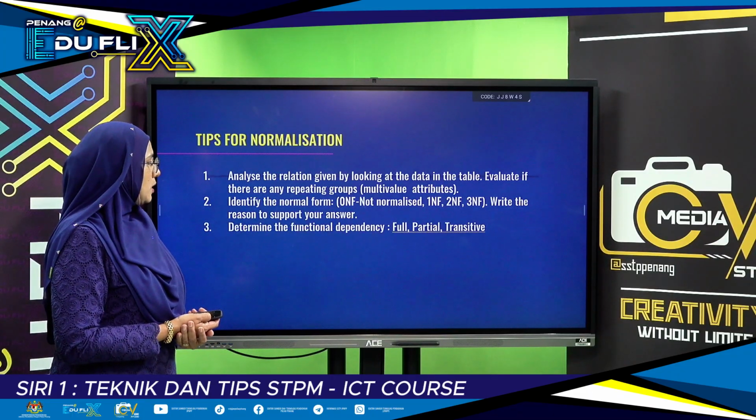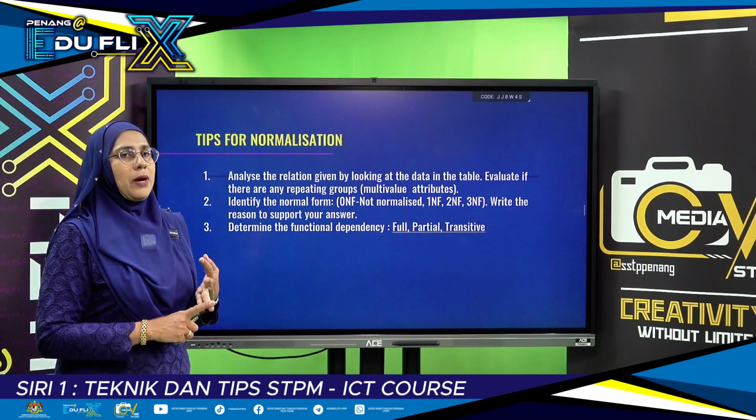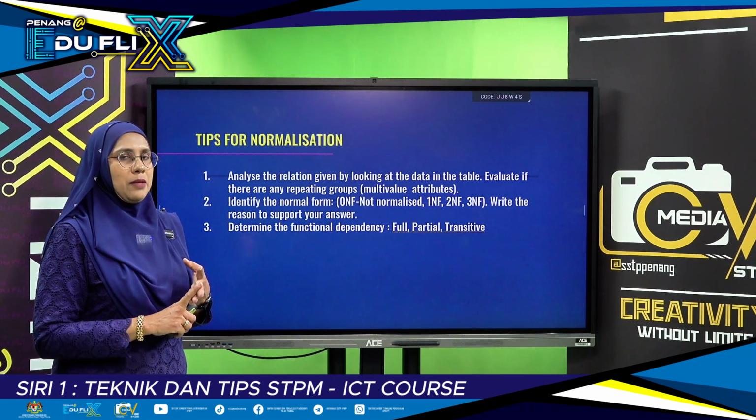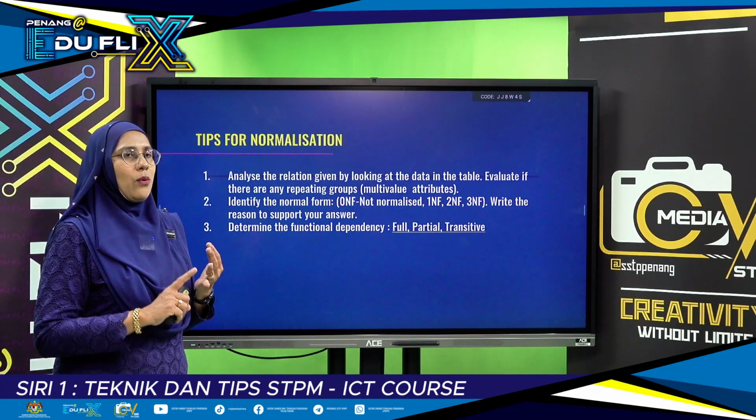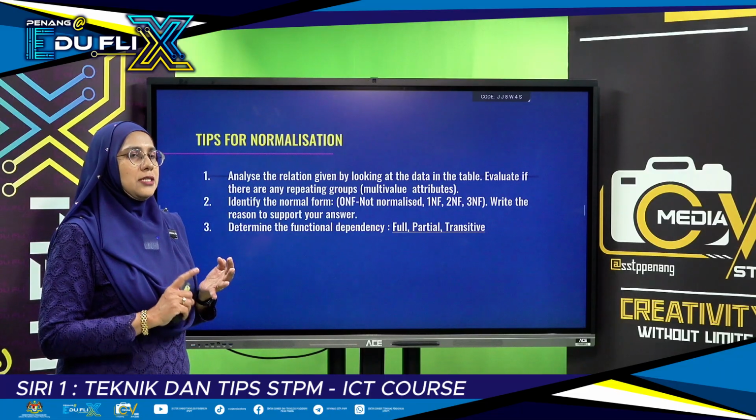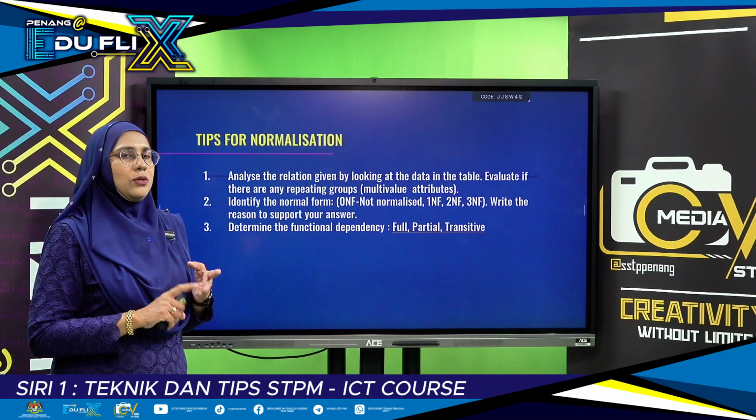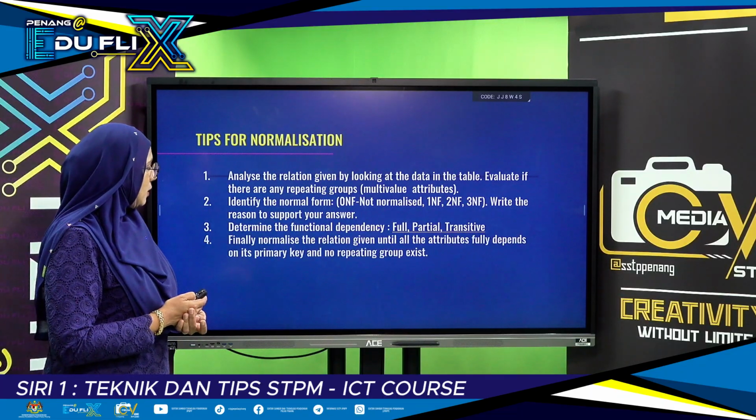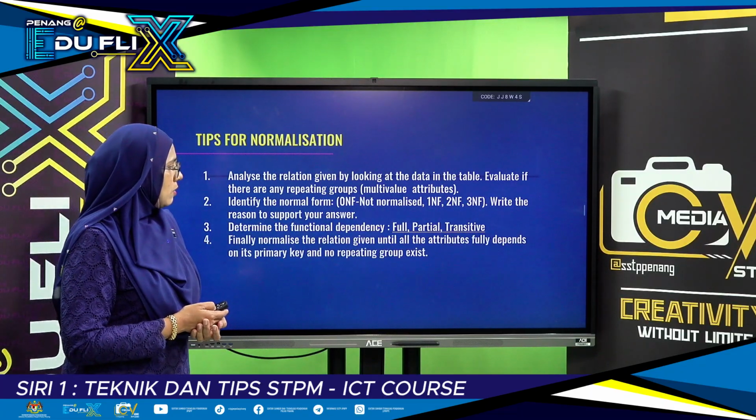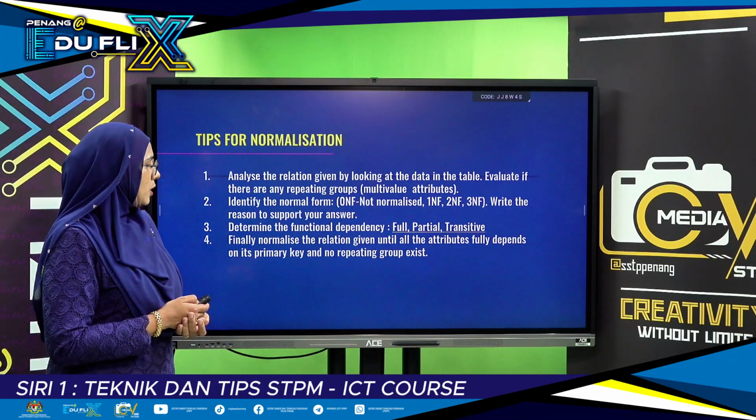Determine the functional dependency. There are 3 types of functional dependency: full, partial, and transitive dependency. And students must know the conditions which will be used to justify why this relation is in full, partial, or transitive dependency. So you need to know the conditions. Next, finally, normalize the relation given until all the attributes fully depend on its primary key and no repeating group exists.